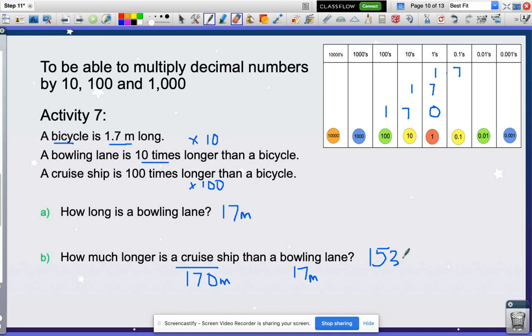Make sure you read those questions carefully. It's not asking how long a cruise ship is. It says how much longer. So you've got two steps on that one.